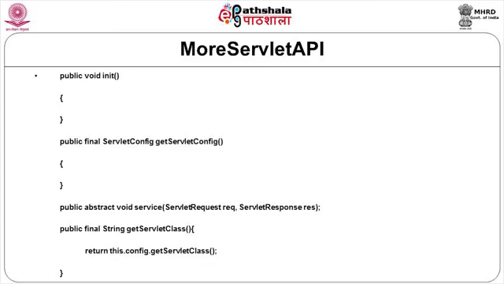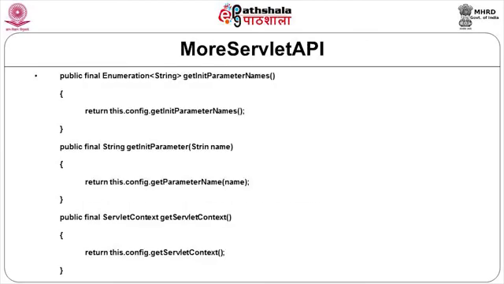And what is the code here? We have the this.config. So, we simply say return this.config.getServletClass. We are just forwarding it to the config object which we already have. Same way, we have the next method of the ServletConfig, which is getInitParameterNames, returning Enumeration of String. So, we will make this final again.